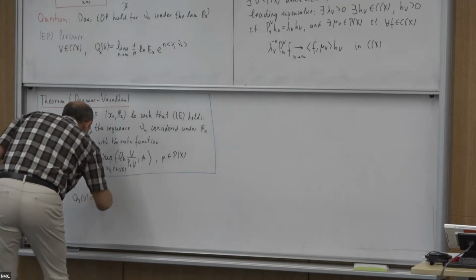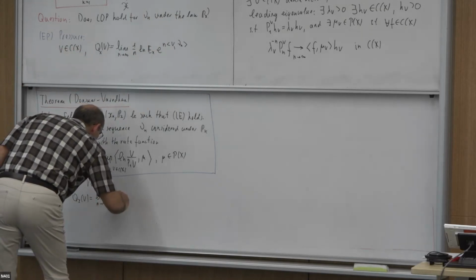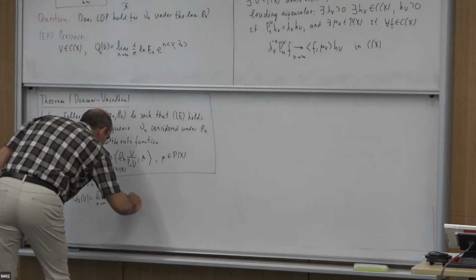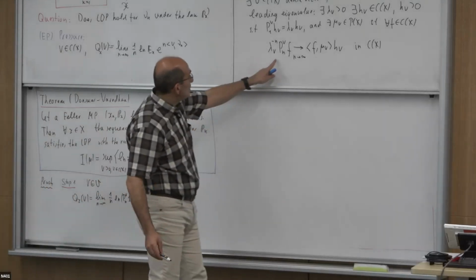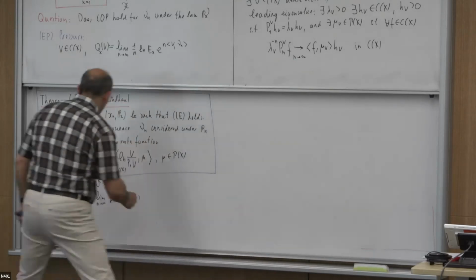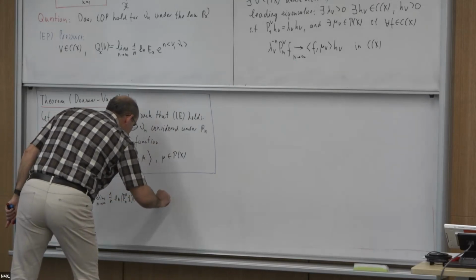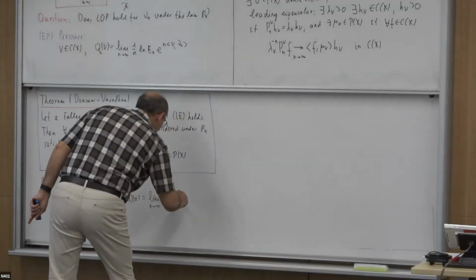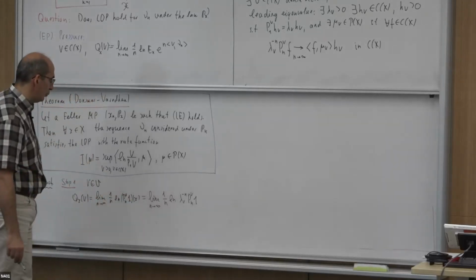So I have the limit as n goes to infinity of 1 over n, logarithm of P^n_V applied to the function identically equal to 1, calculated at the point x. But now I have a lot of information about this, because I have this asymptotic convergence. So I can rewrite this in the following form. Limit as n goes to infinity, 1 over n, logarithm. Let me add here lambda_V to the minus n, to be able to pass the limit: lambda_V to the minus n, P^n_V applied to 1. Let me not write this point x, it will always be at the point x.